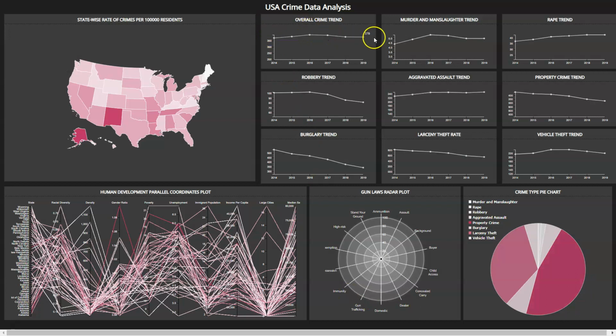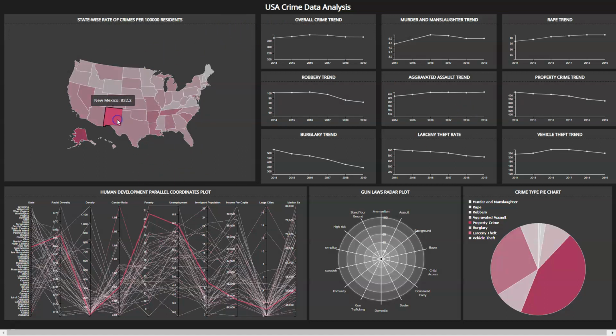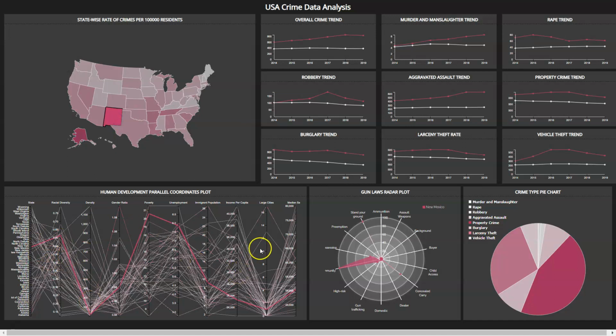We also have a bunch of line charts here, and we plotted all of them to show the general trend and see what particular crime types are leading to the crime trend we see in a particular country. And all these graphs are linked to this map. So if we click on a map, we can see that the state over here gets highlighted.